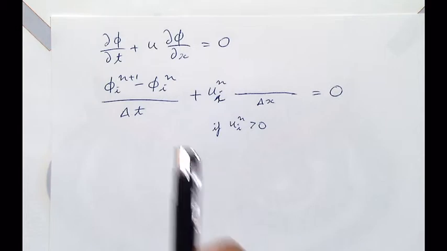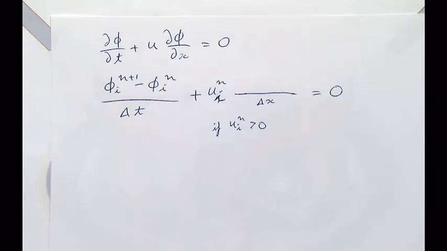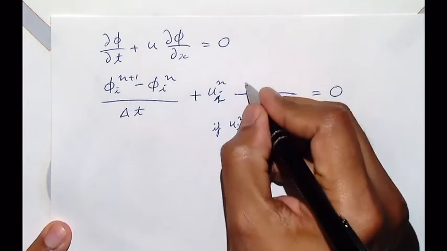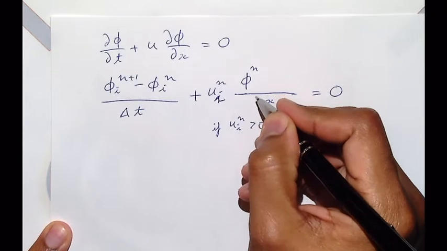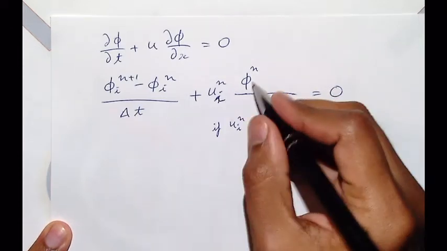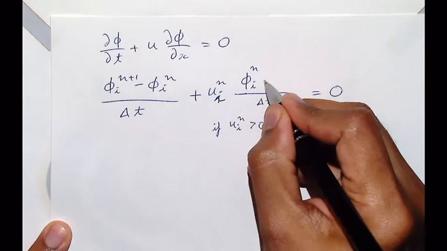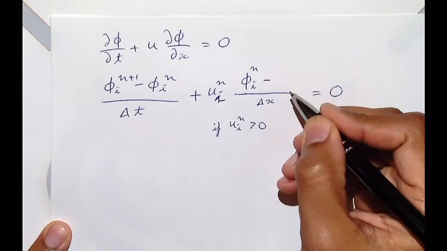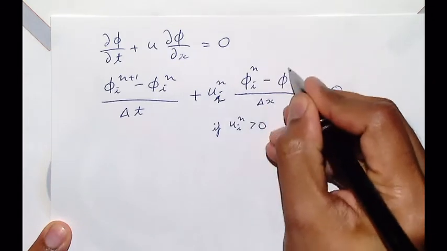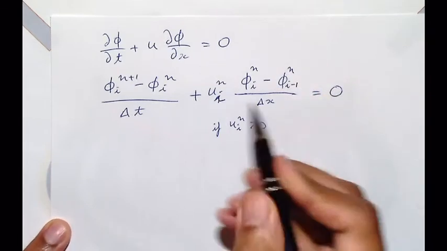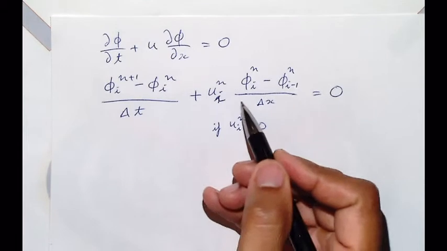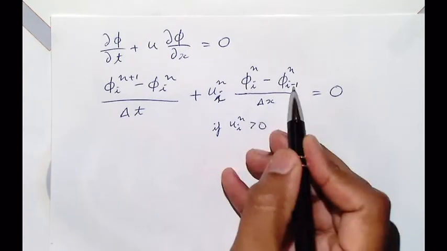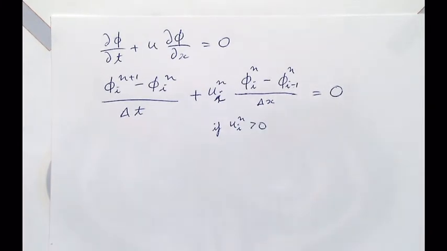What approximation should we use for the first derivative in space? Upwind, yeah. So it will be phi at n, I and I minus 1. Exactly. We're saying the velocity is positive, so we have to go left, right? So that's current minus left divided by delta x gives us the derivative.